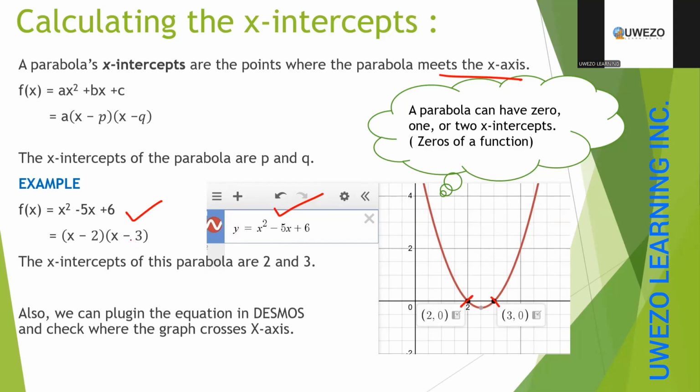When we factorize to get the x-intercepts, we need to reverse the sign. For example, here we have the factors as x minus 2 and x minus 3. So the x-intercepts would actually be 2 and 3. And the actual coordinates are (2, 0) and (3, 0).